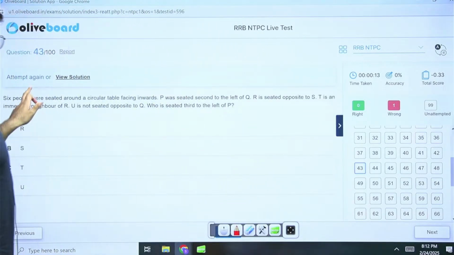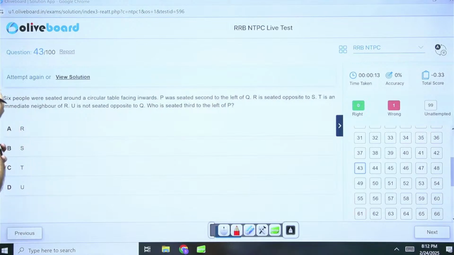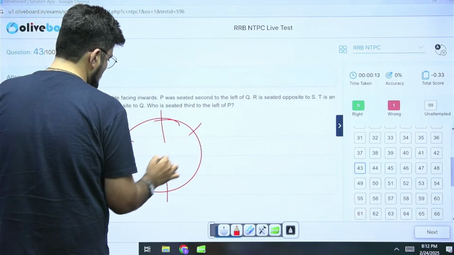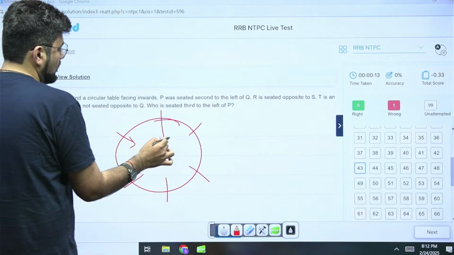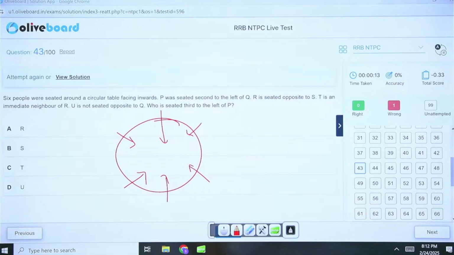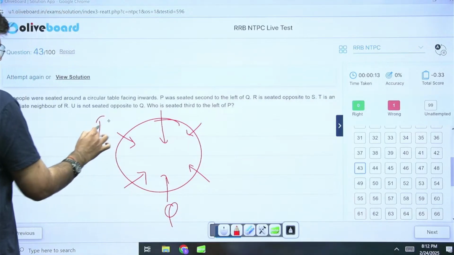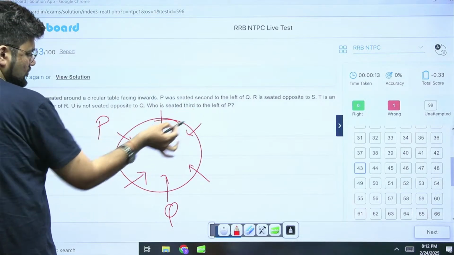Question 43. Again an easy seating arrangement based question. So 6 people are seated around a circular table. So we make a circular table and let 6 people sit on it. That is how you'll always make an even number of people sit with the balance. They are all facing towards the center of the circle. Next, P is sitting second to the left of Q. So let's sit Q here. P is sitting second to the left, so P is here. R is seated opposite to S. So R has to be in these two positions only.